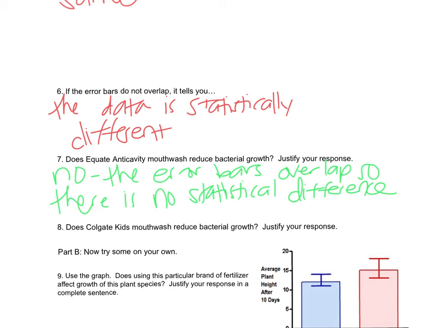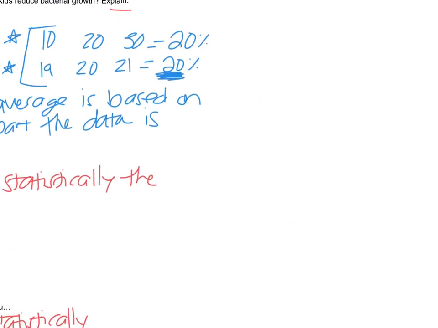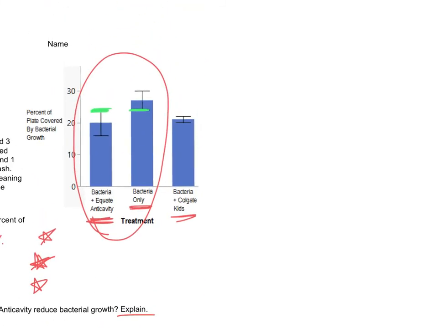Lastly, question 8, does Colgate Kids mouthwash reduce bacterial growth? Now I'm going to take a look at my other set of data. And now I'm going to compare those. So this time I'm going to be looking at these two here. And I am looking for, is there any overlap in those SEM bars? These do not overlap. I didn't do such a good job drawing that. But these do not overlap. So I would therefore say that Colgate Kids does statistically reduce the amount of bacteria on the plate.